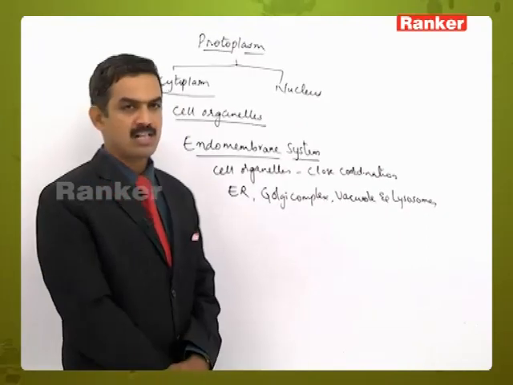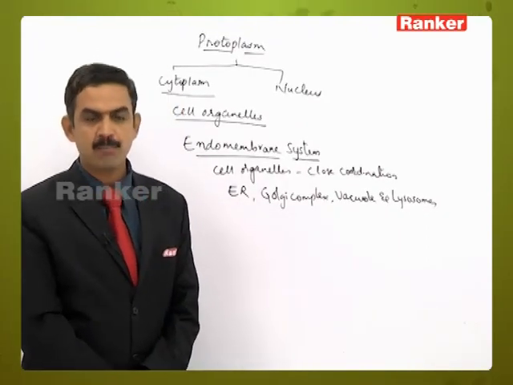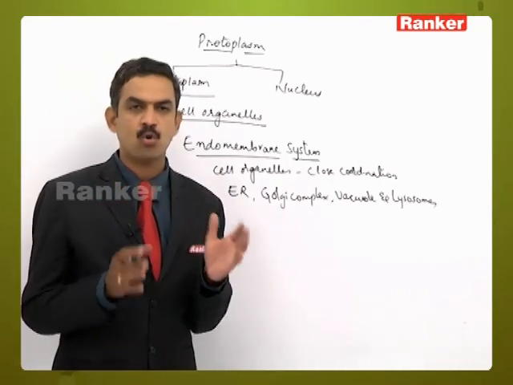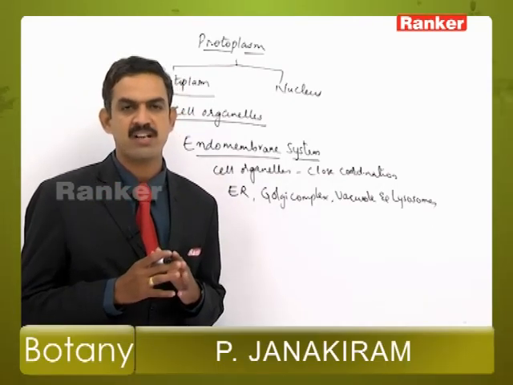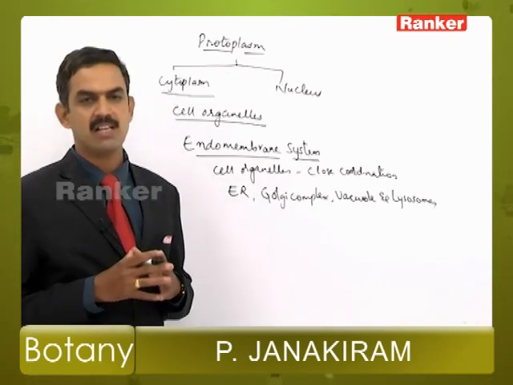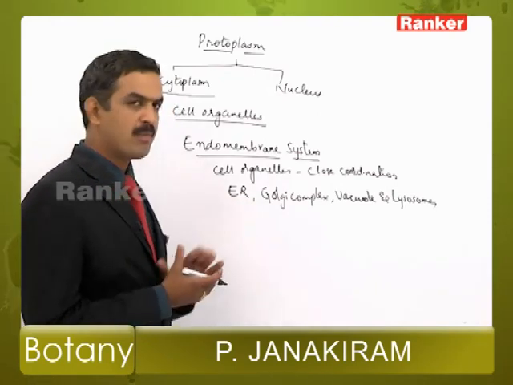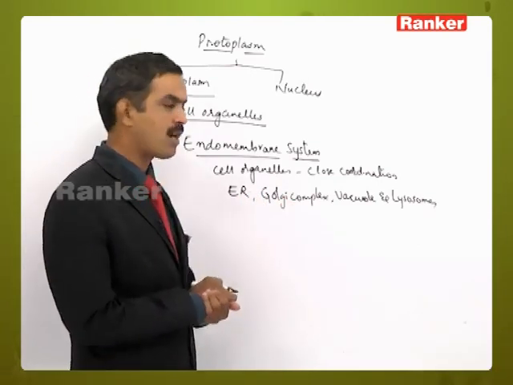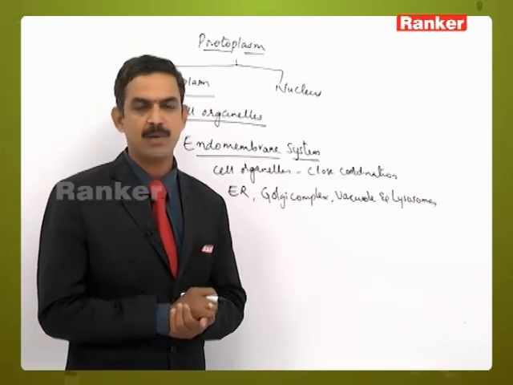And the reason other cell organelles do not form part of the endomembrane system is that the functions of those other cell organelles are not in close coordination with each other. So that's why the other cell organelles are not part of the endomembrane system. So let's discuss some other cell organelles. First, the cell organelles which are part of the endomembrane system, starting with endoplasmic reticulum.